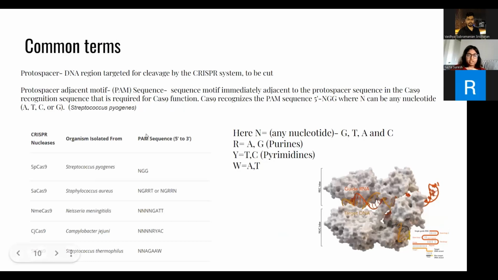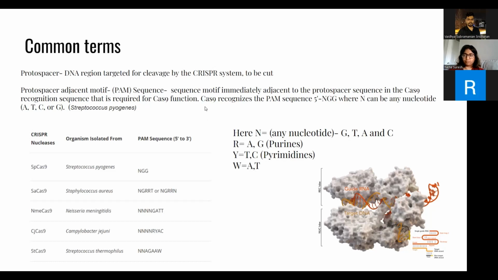So the protospacer is a DNA region targeted for cleavage by the CRISPR system. It is the point which is to be cut. Now, the protospacer adjacent motif is a PAM sequence. It is also very important. It is the sequence motif which is immediately adjacent to the protospacer sequence.